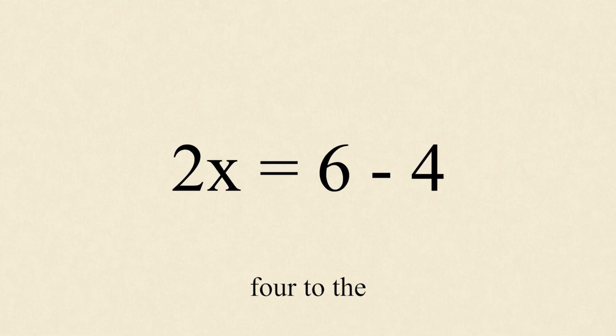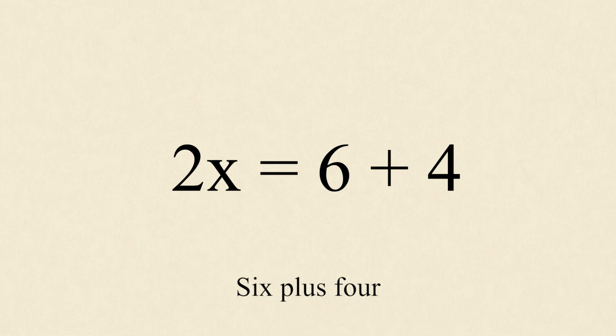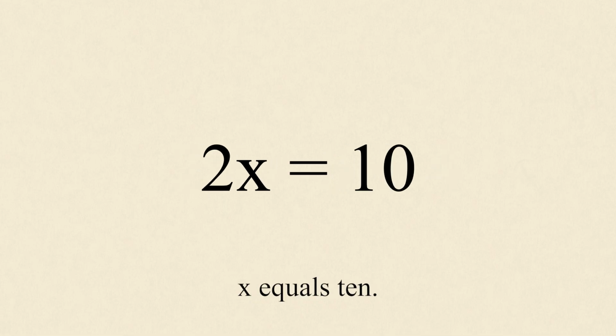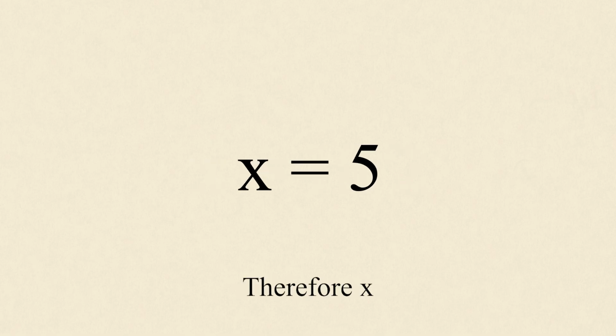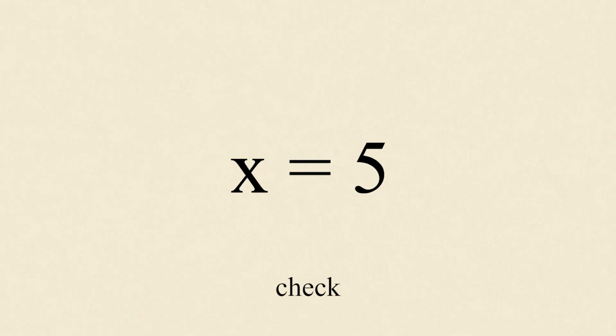Next we move minus 4 to the right side and change its sign to the opposite. 6 plus 4 is 10, so 2x equals 10. Now we divide 10 by 2, which equals 5. Therefore, x equals 5. And let's check our answer.